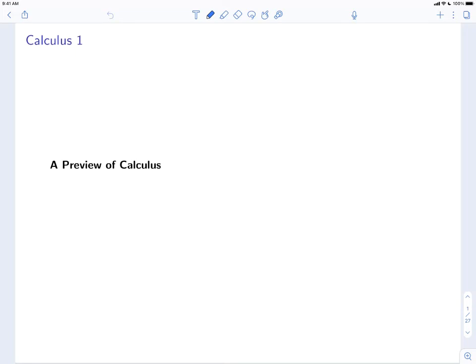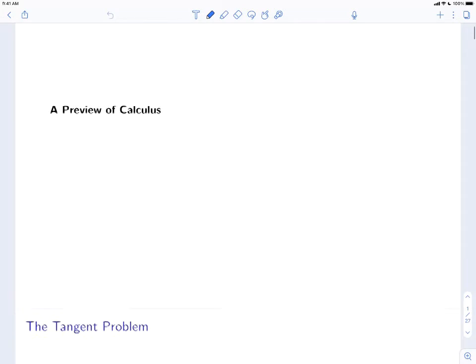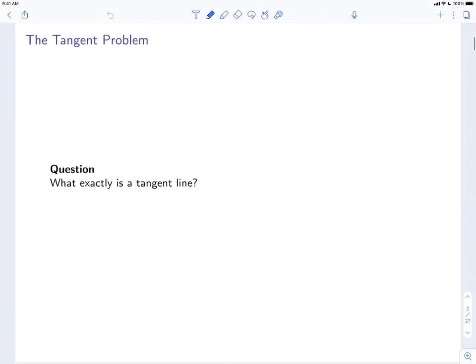In this video, we'll take a look at some of the ideas that motivated calculus. We'll start with the tangent problem. Basically, the tangent problem is the problem of answering the question, what exactly is a tangent line?